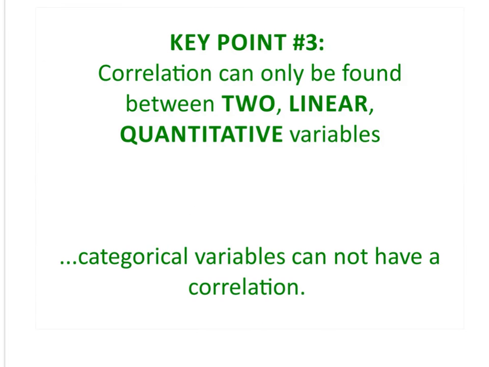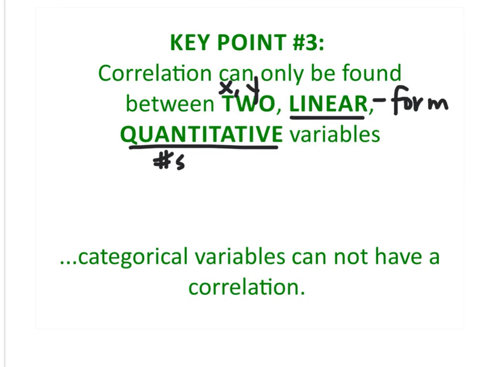if this was on a test or quiz. So key point number 3, correlation can only be found between two linear quantitative variables. Because I had two quantitative variables, an x and a y, my data was linear, so when I looked at the form, it was linear data, and my data were both numerical data. Now I can talk about correlation. Since these three things are met, I can now find what is the correlation, what is my R, and what does it mean. So categorical variables cannot have a correlation.